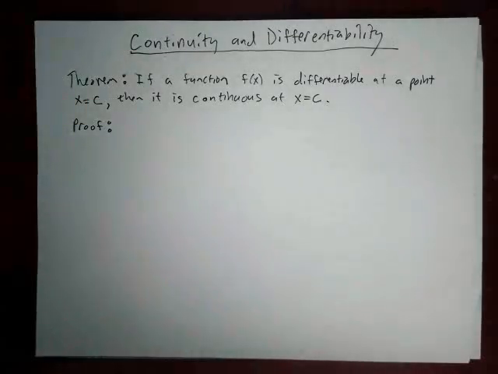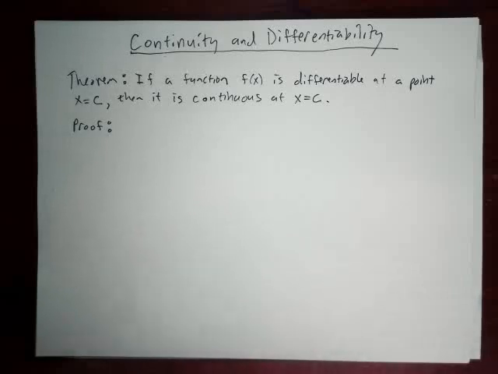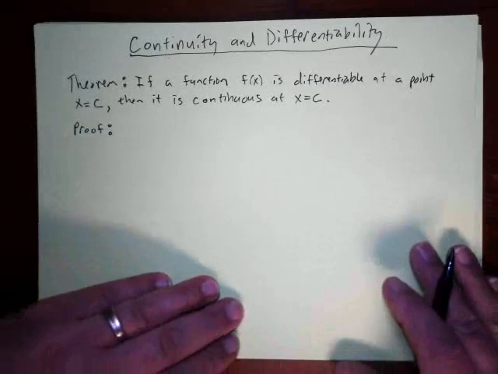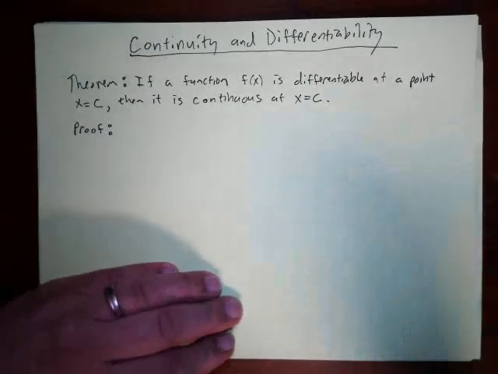Okay, we're going to finish up these introductory videos to the derivative by looking at the relationship between continuity and differentiability. And I'm going to start by proving this theorem. It tells us that if a function f of x is differentiable at a point x equals c, then it's also continuous at x equals c. Okay? So how do you prove something like this?